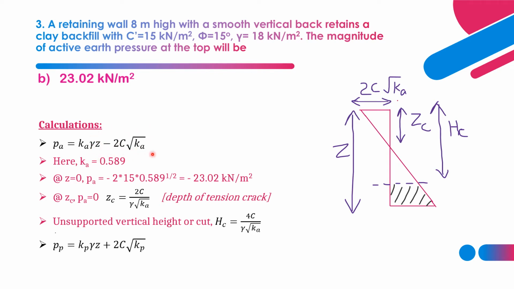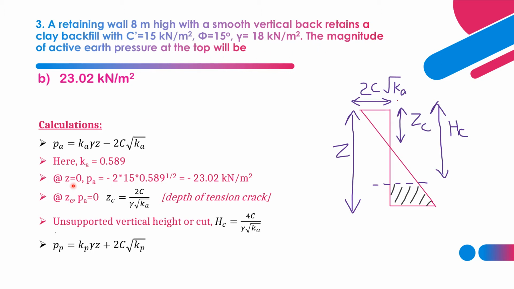Why this minus 2c root Ka? Because the backfill is clay, the backfill is cohesive soil. So that is why we have to include this term, minus 2c root Ka. This is a general formula at any depth, and we have to calculate at the depth of 0th meter, that is at the top.